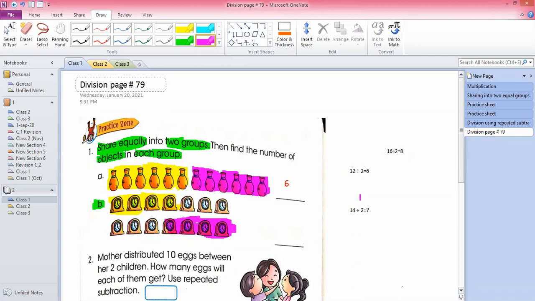So in every group, how many clocks are there now? 4. But you can see there are still 1, 2, 3, 4, 5, 6 clocks left. Now I will give one by one. 1 clock I give here to group A and 1 clock I give to group B. Still there are 1, 2, 3, 4 clocks left. I'll give 1 clock to group A and 1 clock to group B.